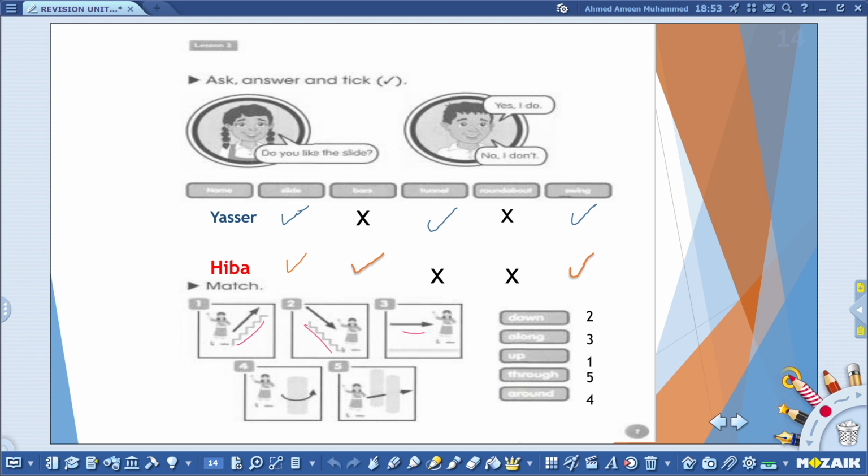من خلال number 1: up، بمعنى أعلى. 2: down، أسفل. 3: along، على طول. Number 4: around، بمعنى حوله. And number five: through، اللي هو بمعناته خلال. Along أيضا معناها بموازاة الخط، أو بمعنى خلال الطريق.